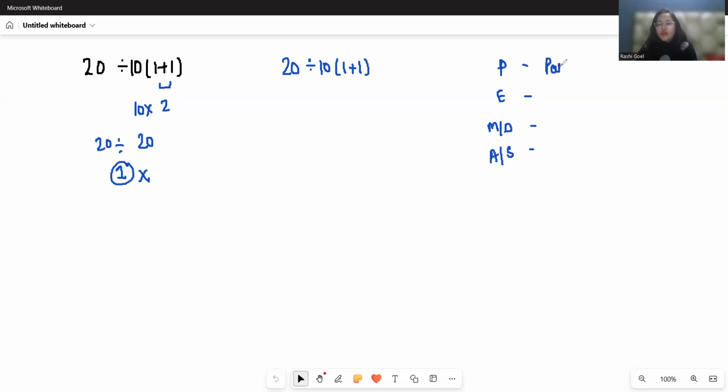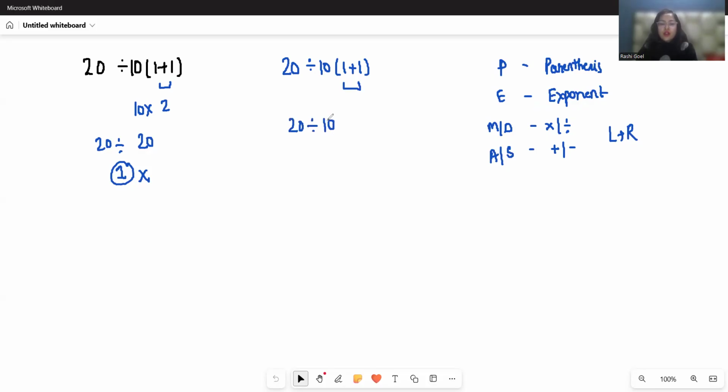Here, first you have to solve the parenthesis, then exponent, then multiplication and division. Both have the same priority. Then addition and subtraction, but you have to solve it from left to right. So first we are going to solve the parenthesis.